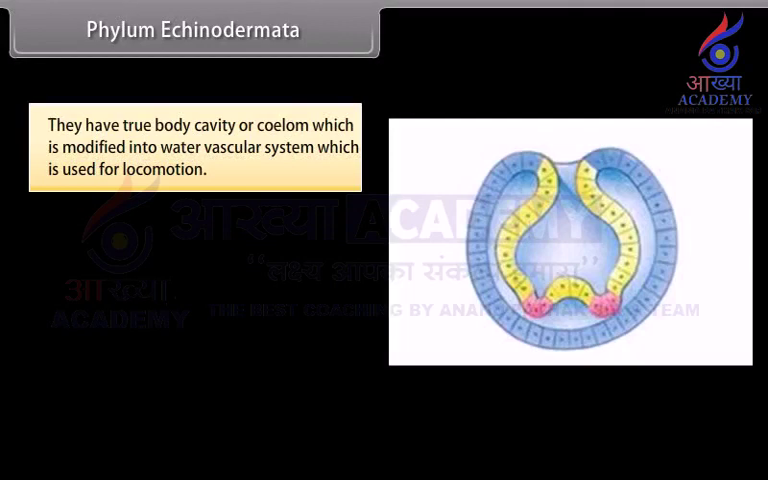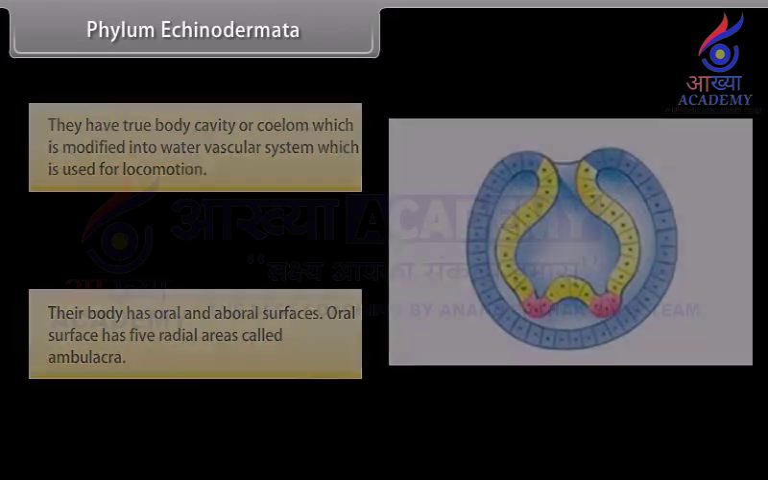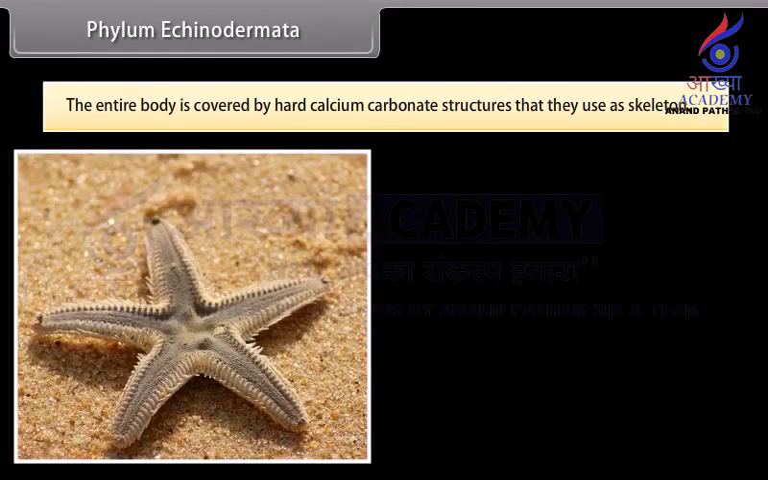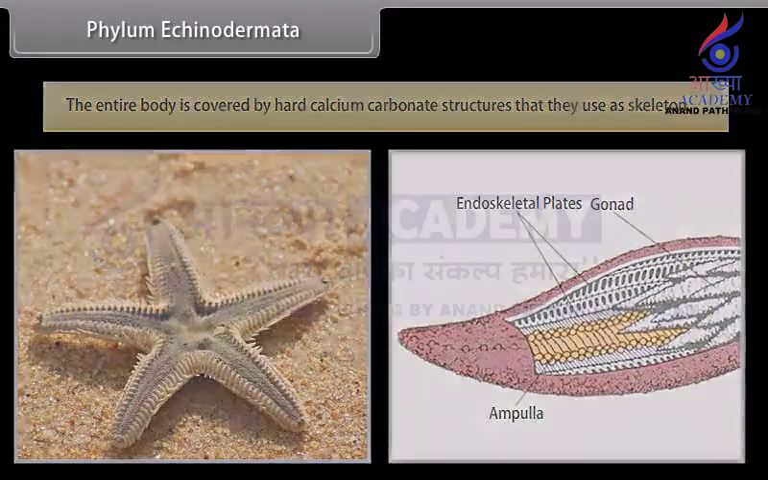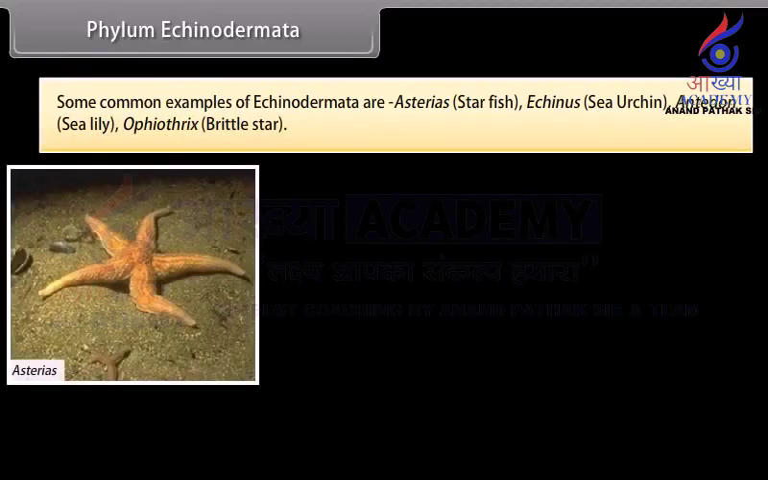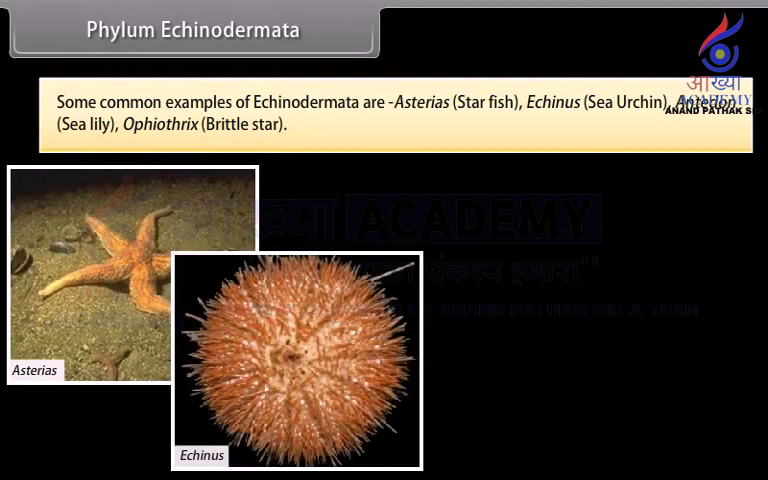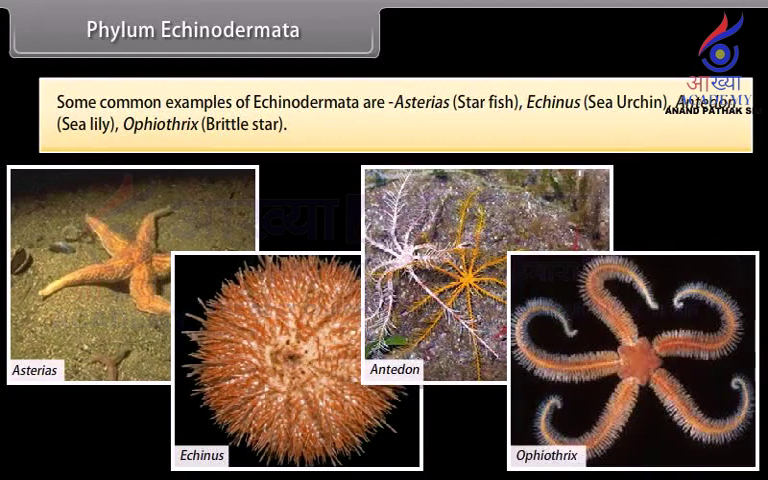They have a true body cavity or coelom, which is modified into the water vascular system, which is used for locomotion. Their body has oral and aboral surfaces. The oral surface has 5 radial areas called ambulacra. The entire body is covered by hard calcium carbonate structures that they use as a skeleton. Some common examples of Echinodermata are Asterias, starfish; Echinus, sea urchin; Antedon, sea lily; Ophiothrix, brittle star.